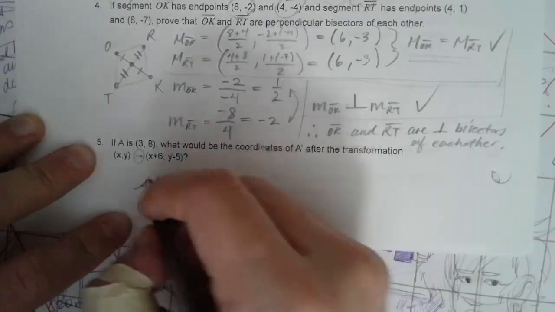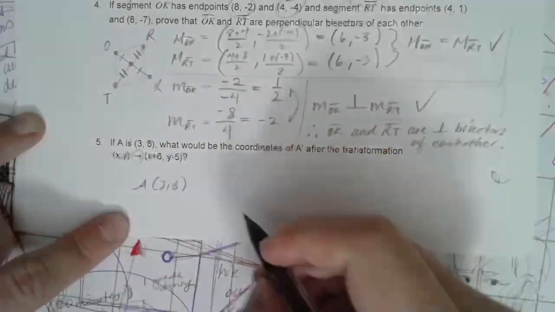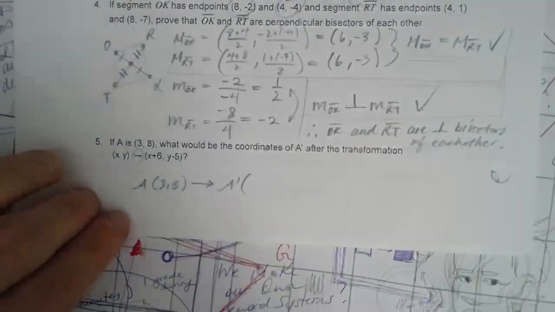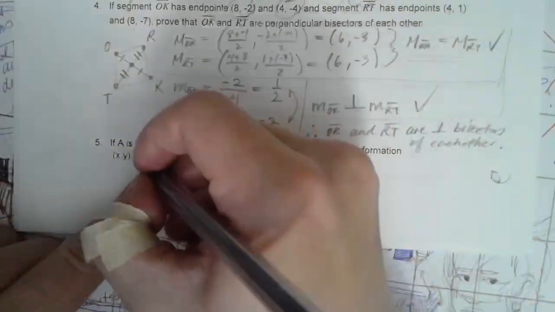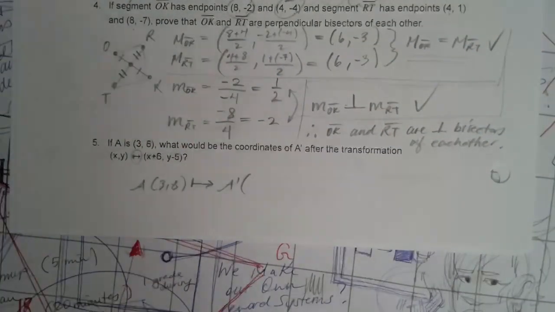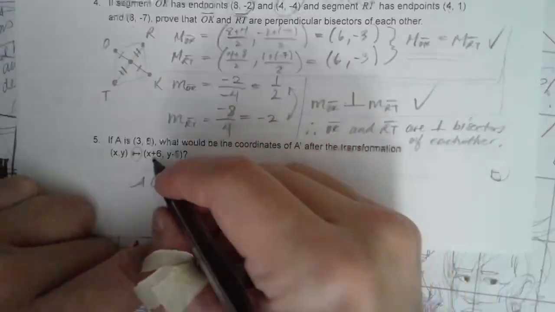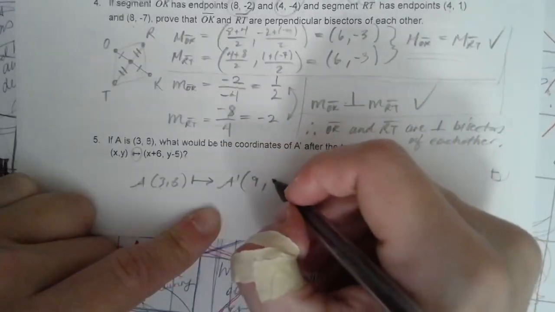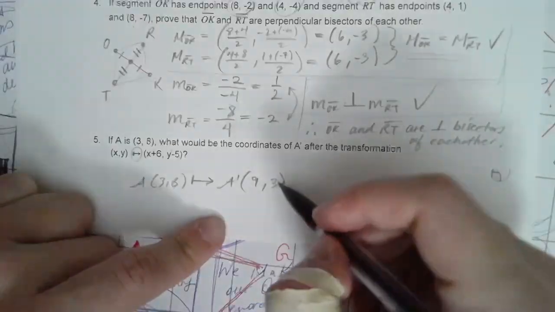So let's say we could take the transformation here. I guess you could say it moves to A prime. All right. Which is, and really there should be a little foot here, right? This moves to x plus 6, that is 9. And then y minus 5, that is 3. So A prime is at 9, 3. So this point moves over and down.